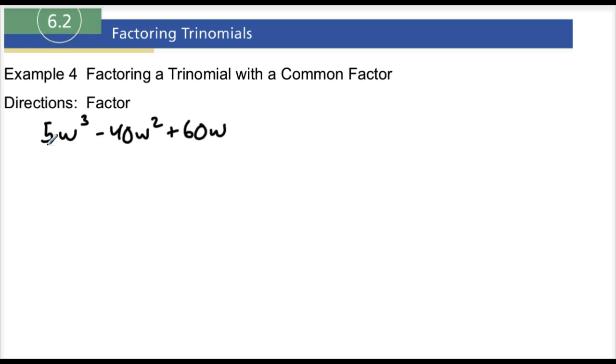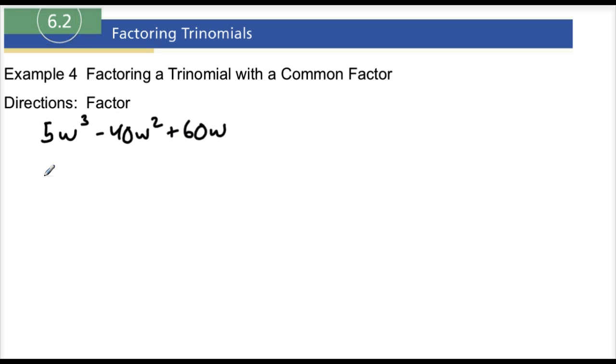So I know that 5, 40, and 60, well, all of those have a 5 in common. And so I know that I'm going to factor out a 5. Now, they have w cubed, w squared, and then w. So you're probably going to want to also factor out a w as well. Okay, so let's go ahead and do that then.